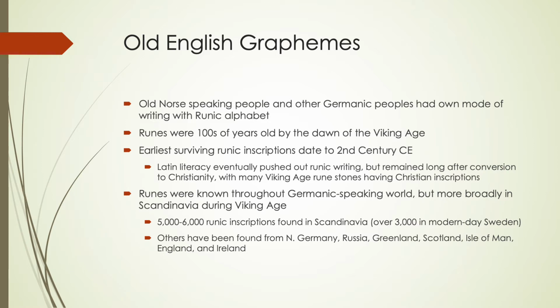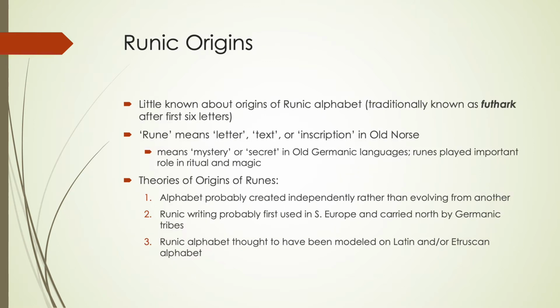Even though it remained around long after the conversion to Christianity, we see a lot of Viking Age runestones having Christian inscriptions and talking about issues related to the Christianization of this area. But the runes themselves are found less frequently in English in the British Isles than they are in mainland areas where runes were used. There are about 5,000 or 6,000 runic inscriptions that we've found in Scandinavia. Over 3,000 of those are in modern-day Sweden, but we have found some in northern Germany, in Russia, in Greenland, in Scotland, Isle of Man, England, and Ireland. So the British Isles did have some, although the vast majority of them are found in Scandinavia.